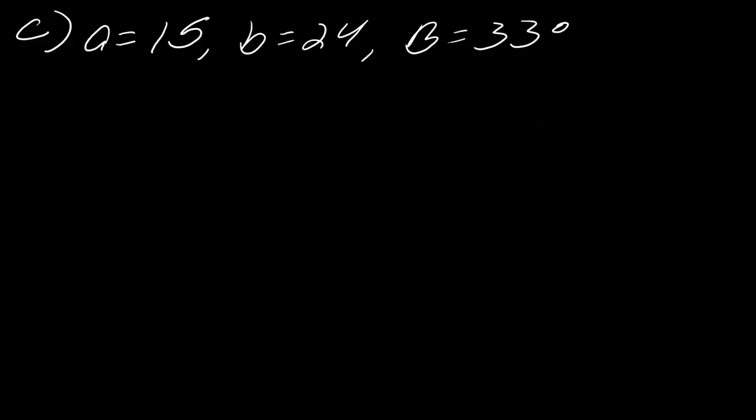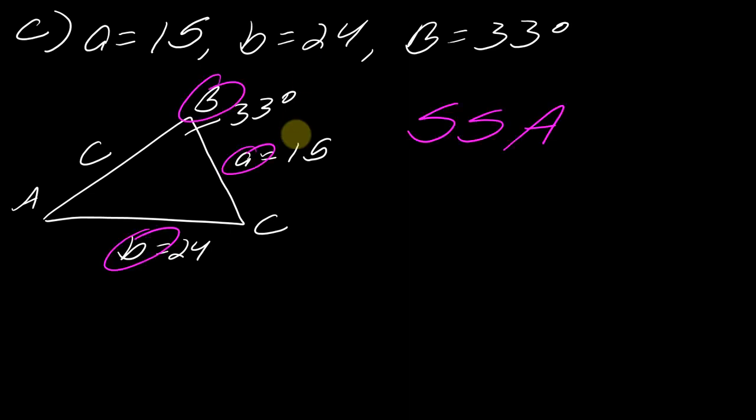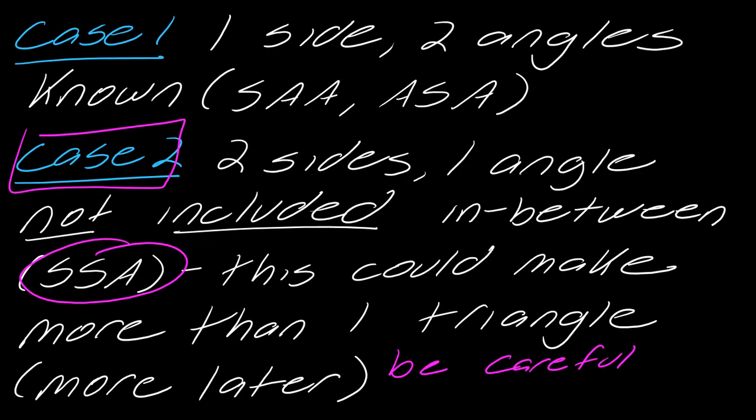Okay, so now let's take a look at some other examples. So now I've got A equals 15, B equals 24, and B equals 33 degrees. So I'm going to draw my triangle, and label everything as you see here. All right, and so now looking at this information, I've got a side, and an angle. And so that is case 2.